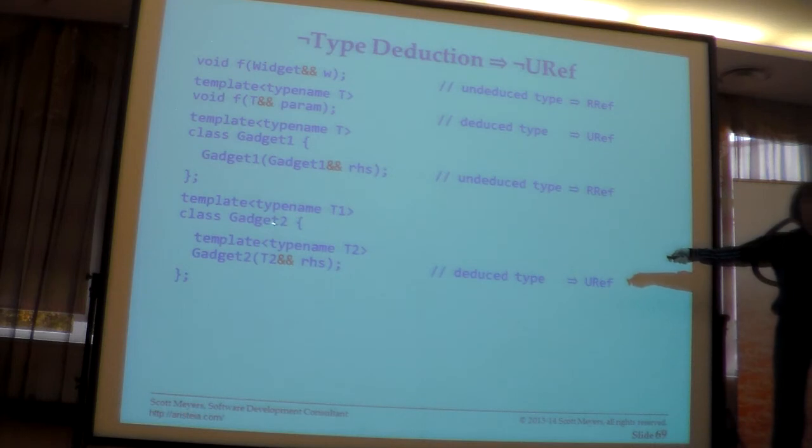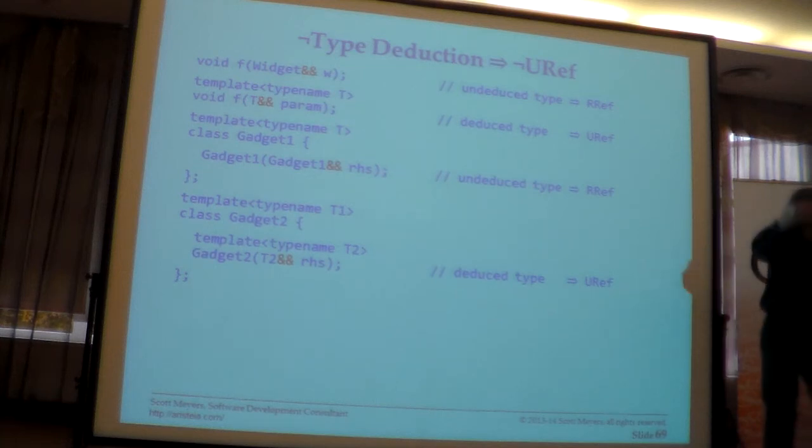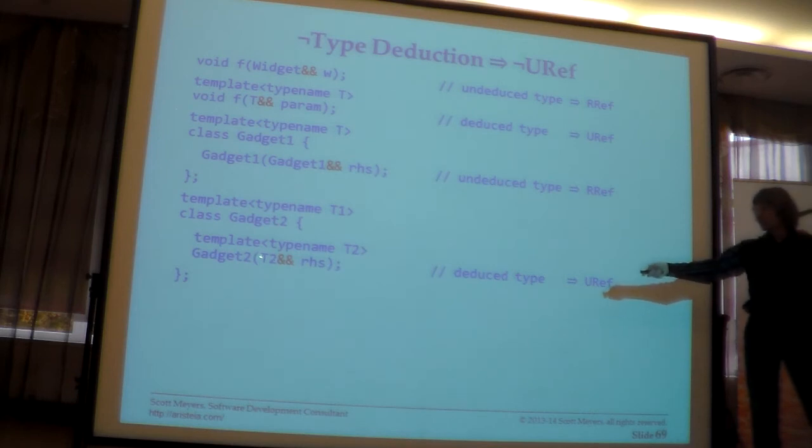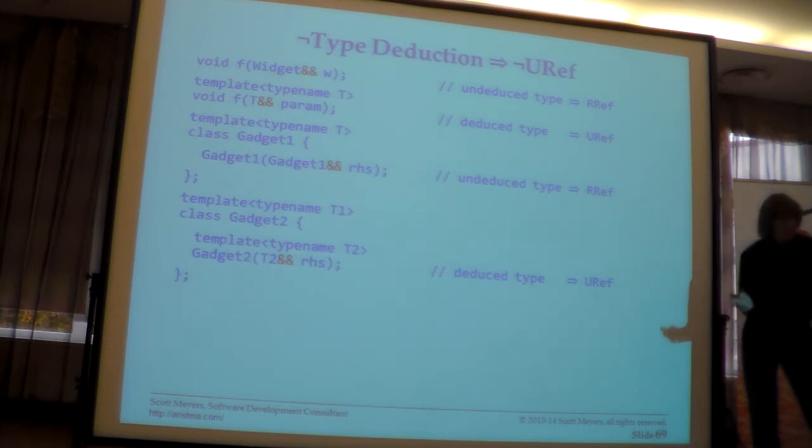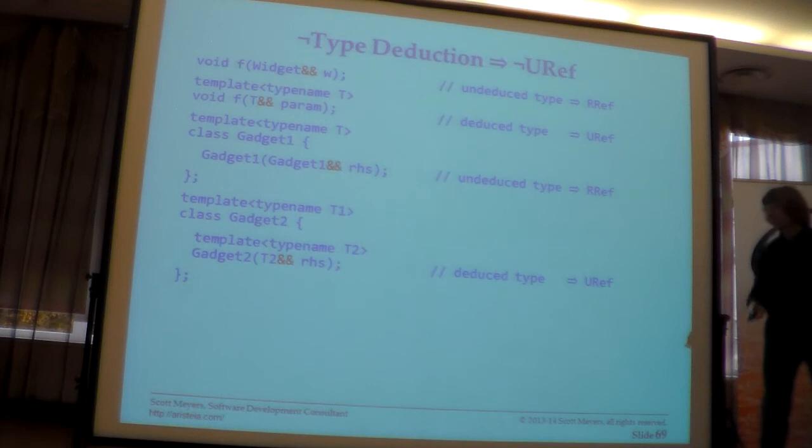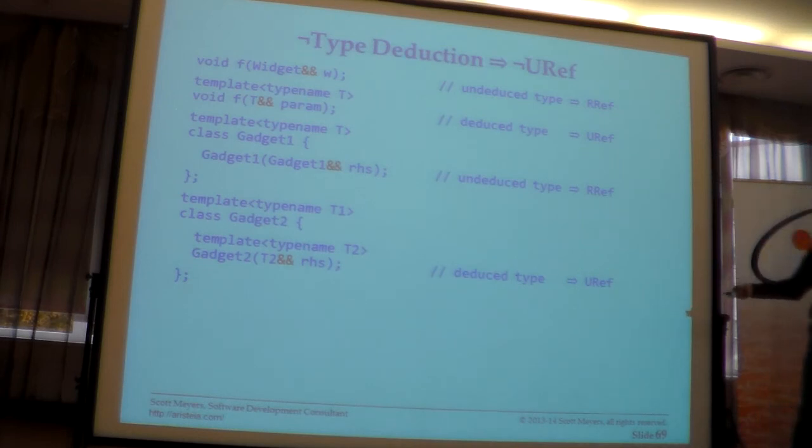Here's class gadget2. It has a constructor. This constructor is itself a template. The form is T ref. T2 happens to be the name of the type. We have type deduction. We have the proper syntactic form. This is a universal reference. So we're beginning to learn what to look for to identify universal references.